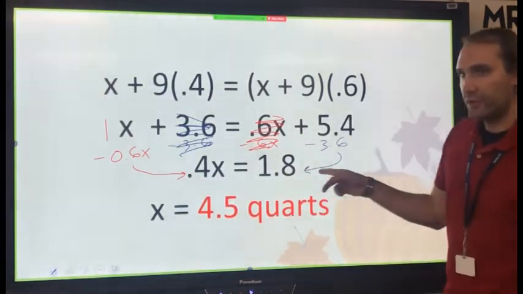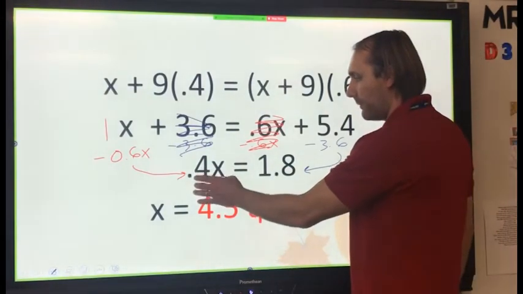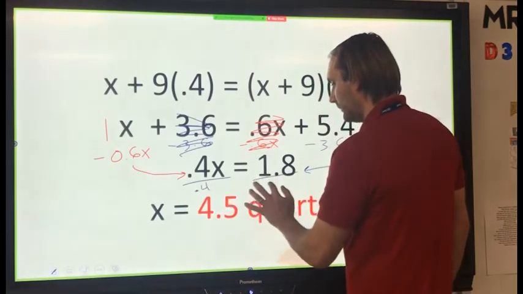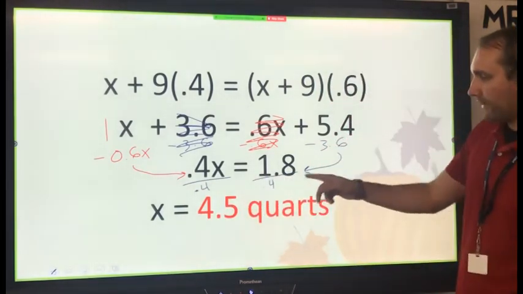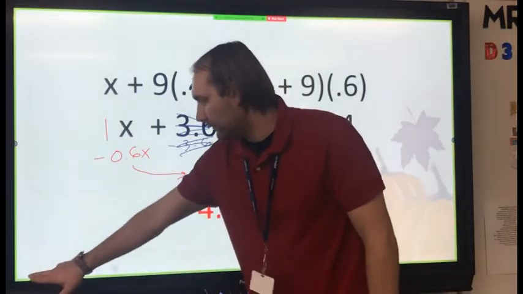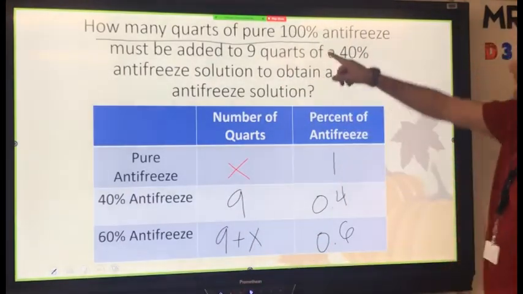Last thing to do: get the x by itself. What's the opposite of multiplying by 0.4? Divide by 0.4. 1.8 divided by 0.4 is 4.5. Yeah, there you go. Which means what?